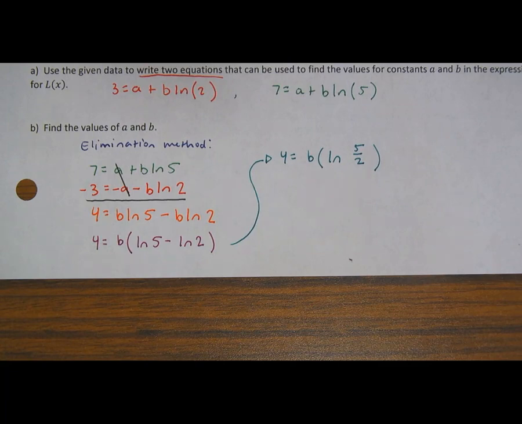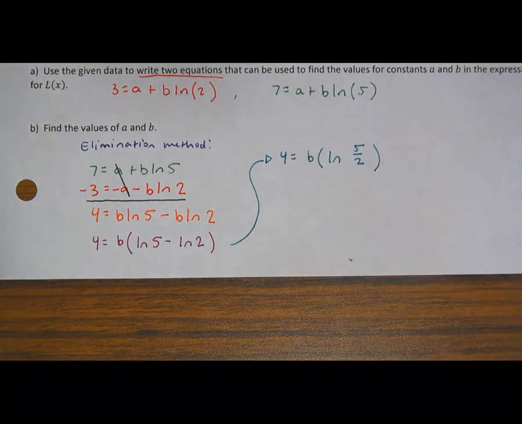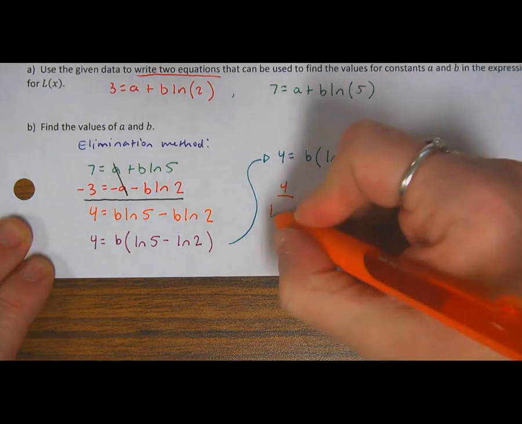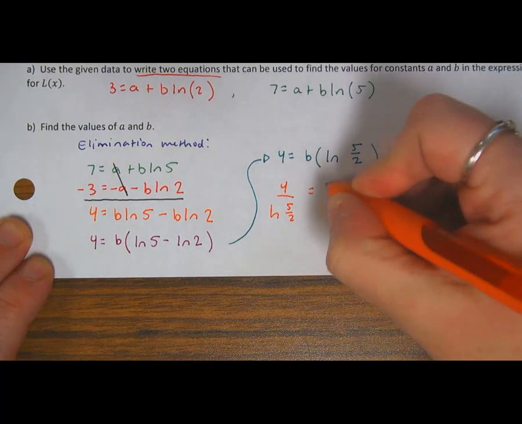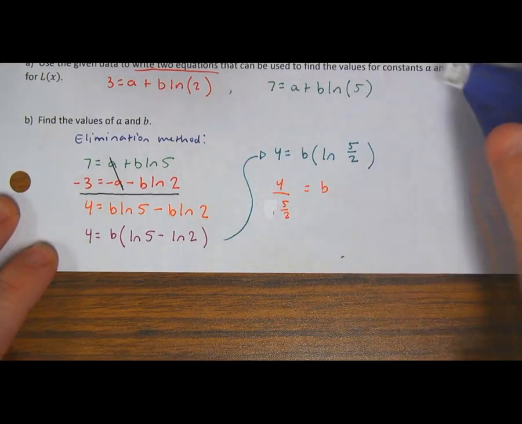What's the only thing I need to do to get b alone? I've almost solved for b. Divide, because it's being multiplied, so to get rid of multiplication I'm going to divide both sides by natural log of 5 halves. So here is what b is, 4 over natural log of 5 halves. That looks like an H. Let me fix that.